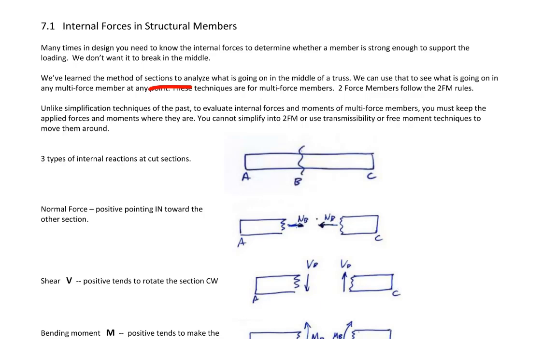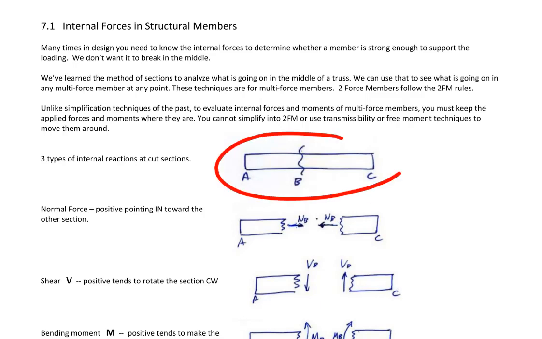But we've learned that the method of sections can analyze what's going on inside the truss using two-force members and two-force member rules. Those are good. For machines and frames, we said there are also multi-force members and multi-force rules. In the past, we've been able to use transmissibility and free moment techniques to move them around. But for internal forces in structural members, in this chapter, we have to keep them where they are applied. So we can't move the forces or the moments, and I'll be showing you some examples of that.